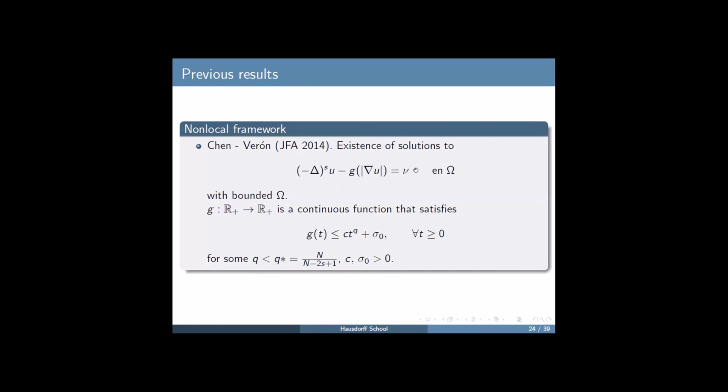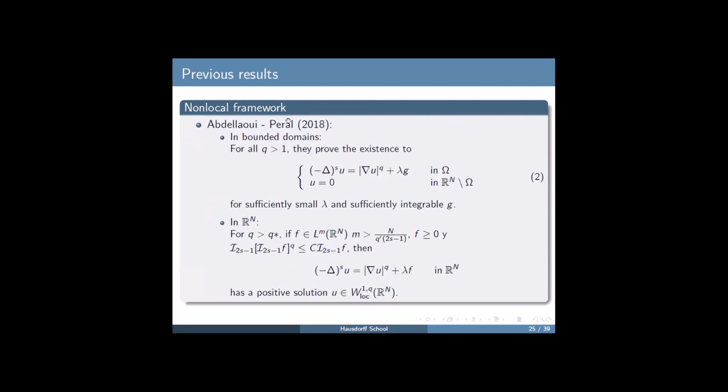This nu is a measure, and the function g can be on the right hand side as a positive function, or on the left hand side as a positive function as well. But here I just consider the case of g a positive function on the right hand side.